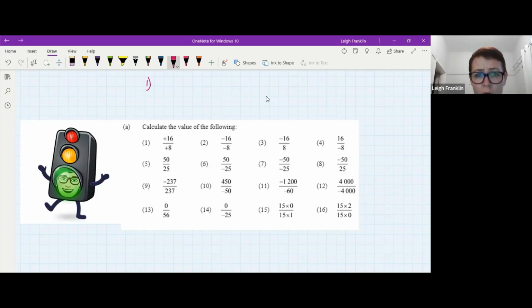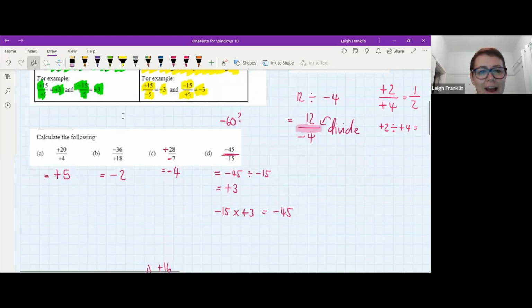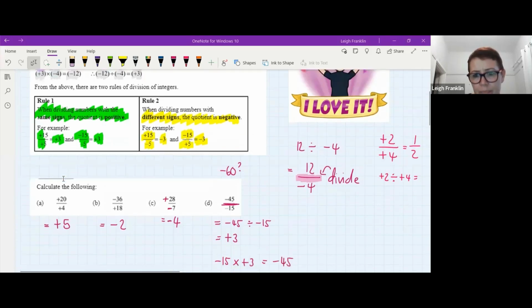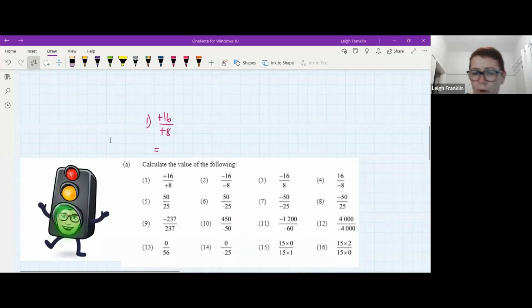So in number 1, we have positive 16 divided by positive 8. So a positive divided by another positive is a? Negative. No, it's not a negative. When we divide numbers that have the same sign, remember, our answer is going to be positive. So a positive divided by a positive is a positive, and 16 divided by 8 is 2. Yes, perfect.